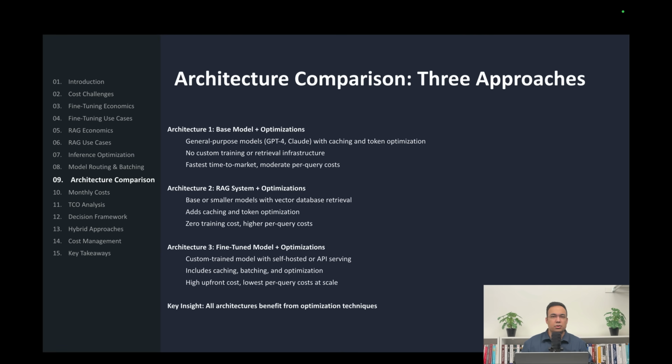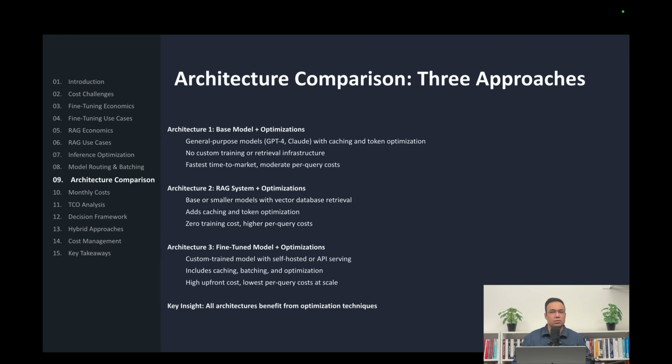This is often the right choice for experimentation, rapid prototyping, or applications where query volume does not justify the investment in alternatives. Architecture 2 is a RAG system plus optimizations. So this is where base or smaller models with vector database retrieval plus caching and token optimization come in. You're essentially adding retrieval infrastructure, which increases complexity but allows you to work with your own knowledge base. There is zero training cost, which is a major advantage here.